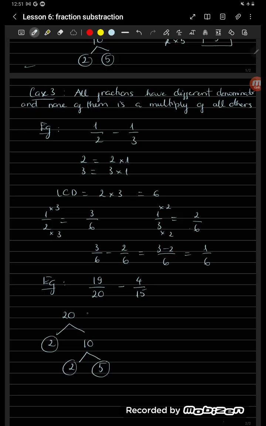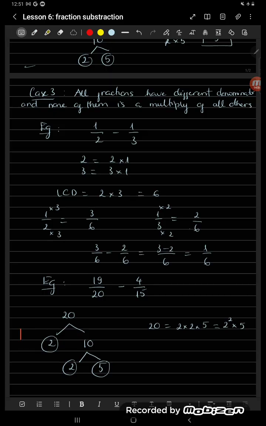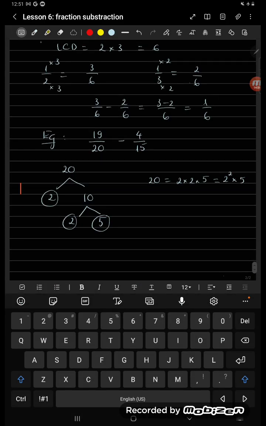So 20 can be written as 2 times 2 times 5. And because here we have two 2s, you can write it as 2 to the power of 2 times 5. So the power of number 2 here is 2. The power of number 5 here is 1. Okay? And similarly, we do the same.